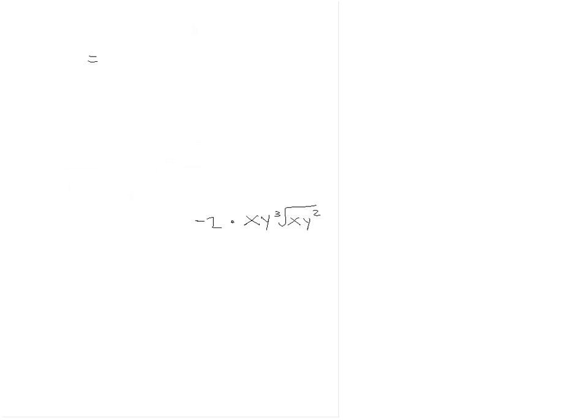Let's try one more. What if I had the opposite of, or negative 4th root of 32 y to the 9th? Okay? That means it's negative 4th root of 32 times 4th root of y to the 9th. 32 is not a perfect 4th root.